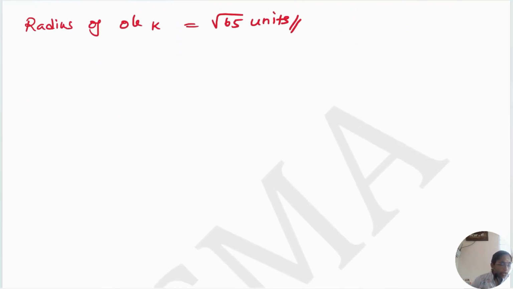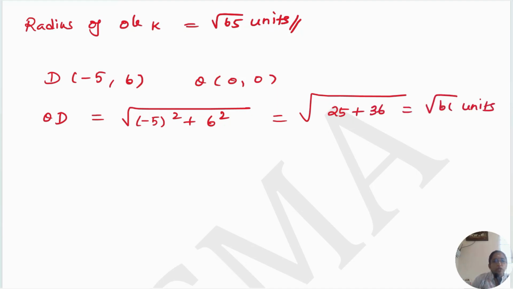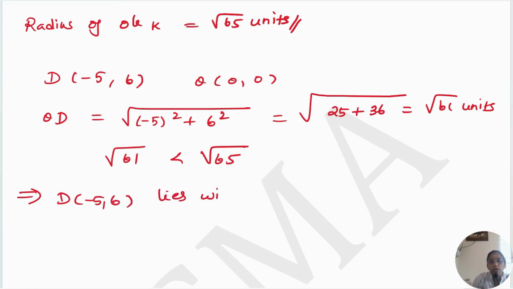That is the case. Now look at your data. What is your D point? D point is (-5, 6). Now we are going to find the distance OD. We know O is (0, 0). So this is nothing but square root of (-5) square plus 6 the whole square, so root of 25 plus 36, which is equal to root 61 units. So root 61 is lesser than root 65. Hence the point D (-5, 6) lies within the circle.